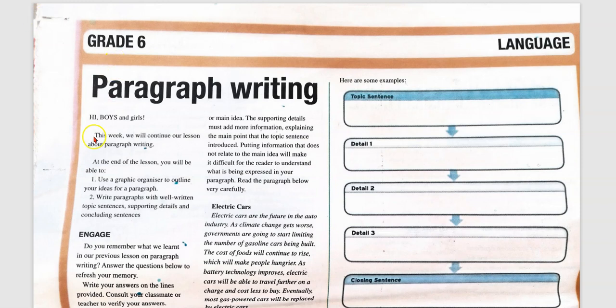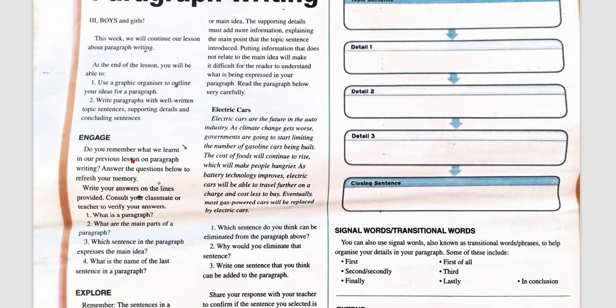Hi boys and girls, this week we will continue our lesson about paragraph writing. At the end of this lesson you will be able to: 1. Use a graphic organizer to outline your ideas for a paragraph. 2. Write paragraphs with well-written topic sentences, supporting details, and concluding sentences.